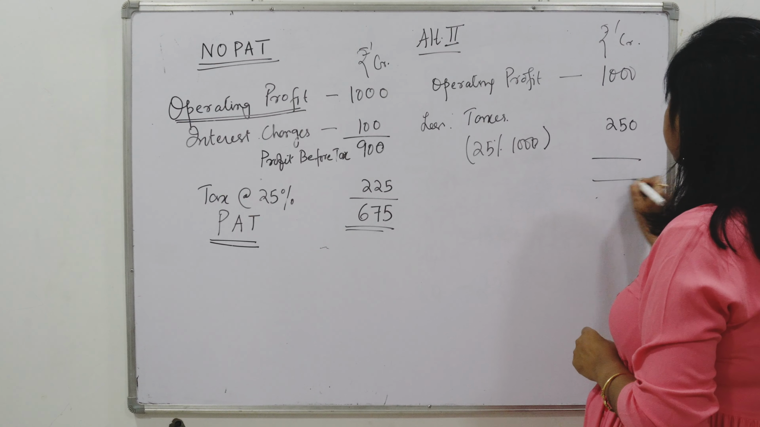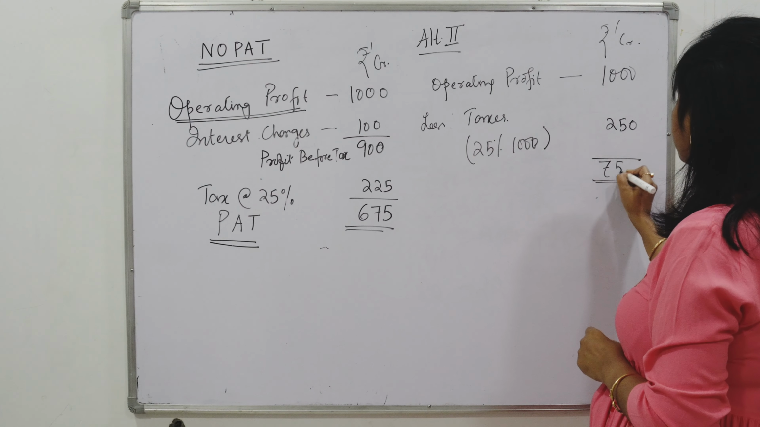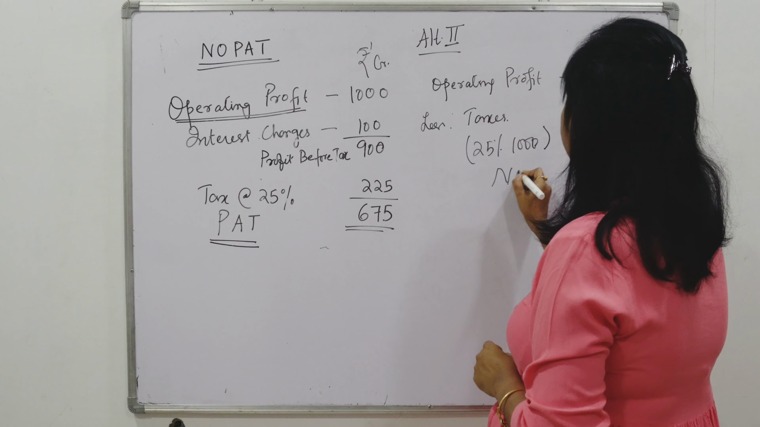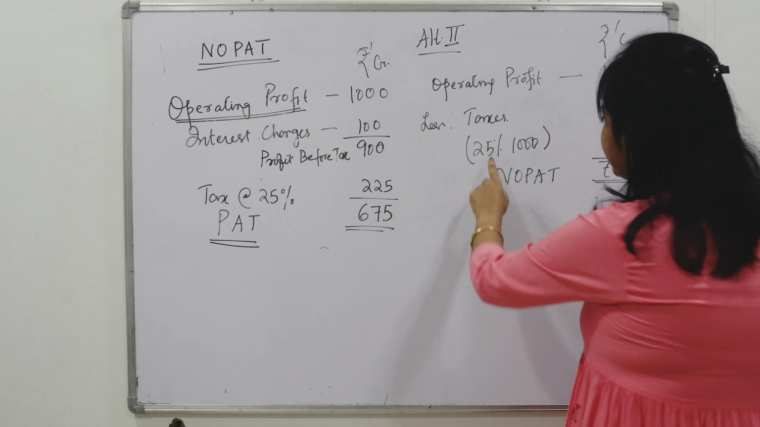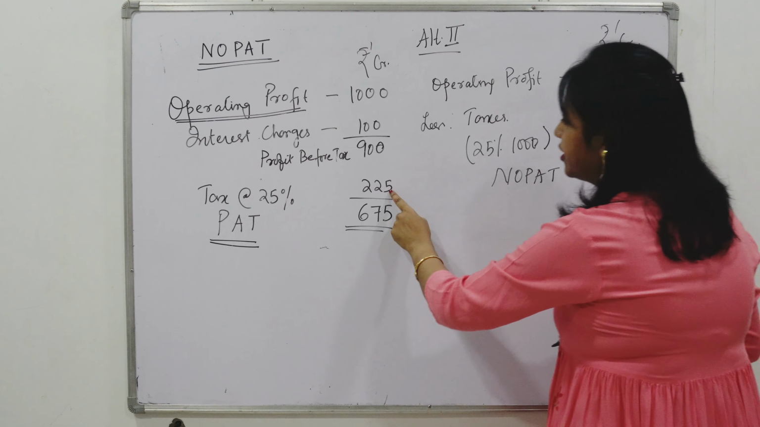And what we get here is 750, which is exactly the same as we calculated under the first approach, net operating profit after tax. So friends, what is this 250? 225 which we already charged, and the additional 25 rupees because of this 100. So this 250 is nothing but 225 as we already charged plus 25 which we are charging now. Okay, so friends, this is how we calculate the NOPAT under the second alternative.